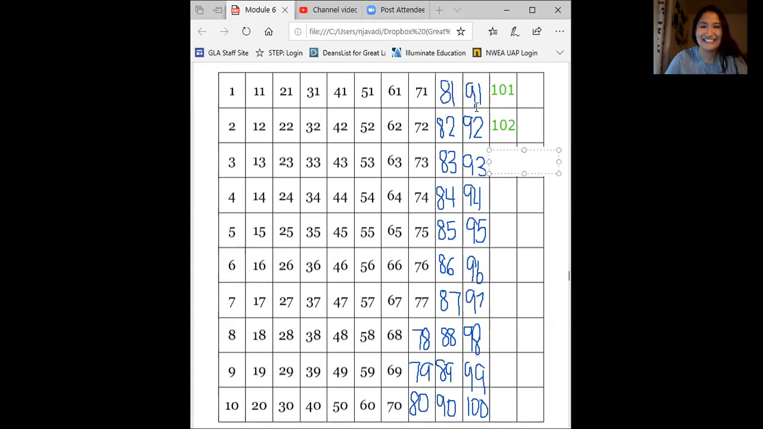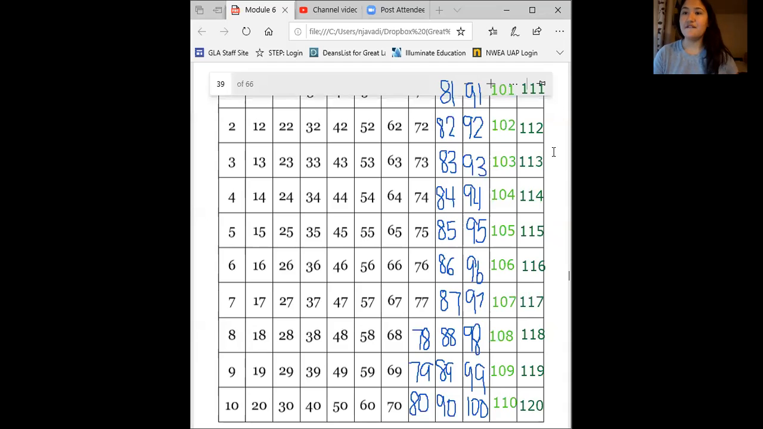You got this. All right, let's read this column that I've done in green together, starting from 101. Your voice is on. 101, 102, 103, 104, 105, 106, 107, 108, 109, 110. Nice job. Now I want you to pause and finish the rest of your chart all the way to 120.